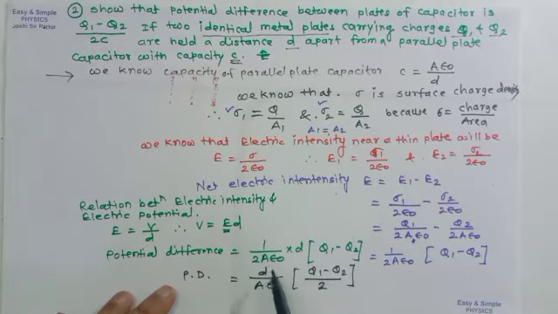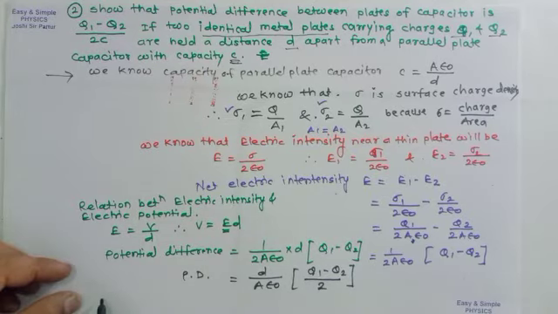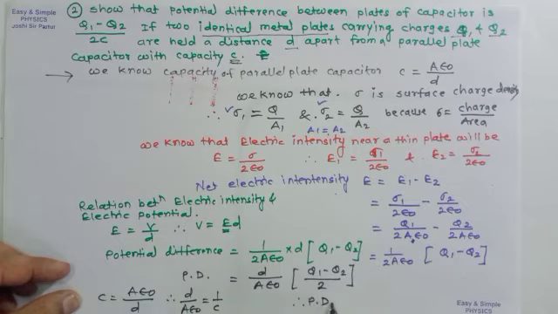The capacity of a parallel plate condenser will be A epsilon 0 upon D. Therefore, D upon A epsilon 0 is equal to 1 upon C. So, potential difference is equal to Q1 minus Q2 upon 2C, which is proved.